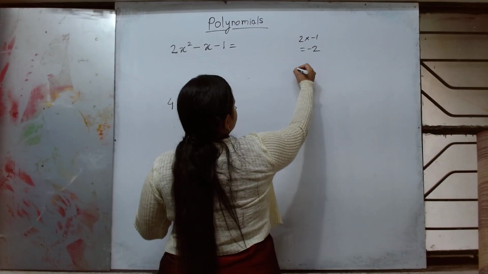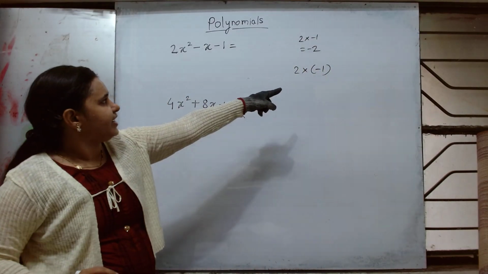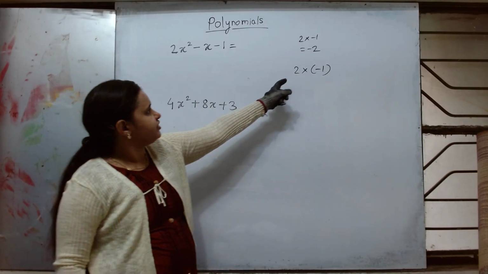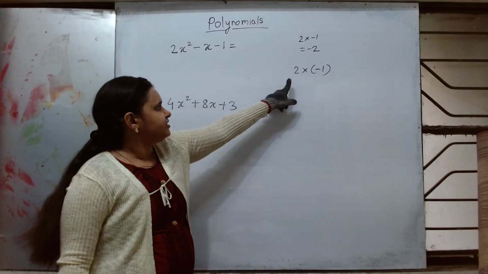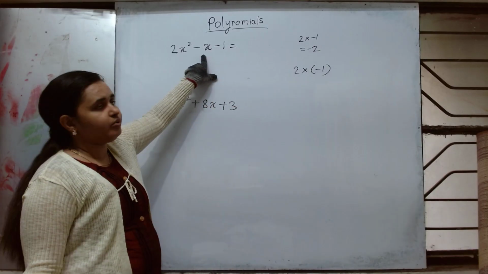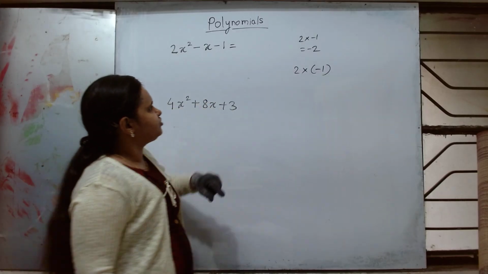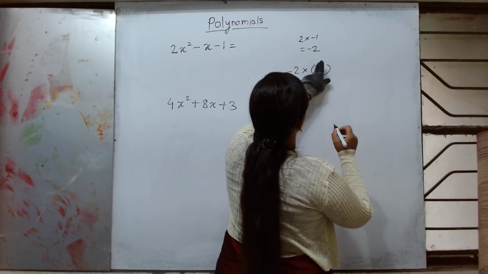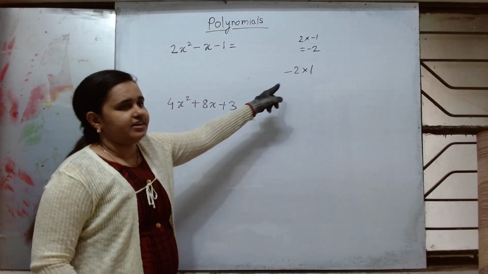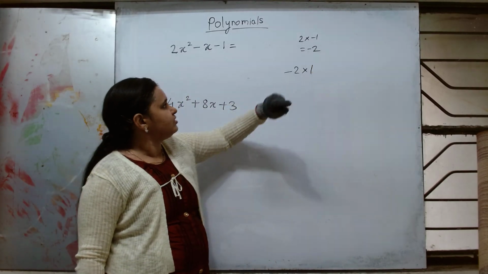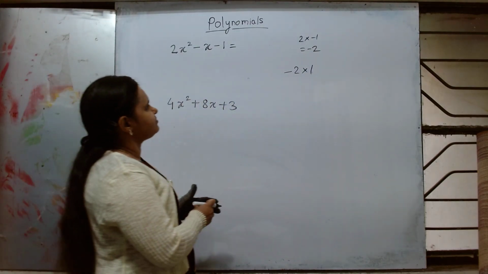For 2, the factor is 2 into minus 1. Can we write it as 2 into minus 1 is minus 2? But if we take 2 and minus 1, then 2 minus 1 will be only 1. But we want here minus 1. So it should be minus 2 into 1. Now check. Minus 2 into 1 is minus 2 and minus 2 plus 1 is minus 1. Okay.